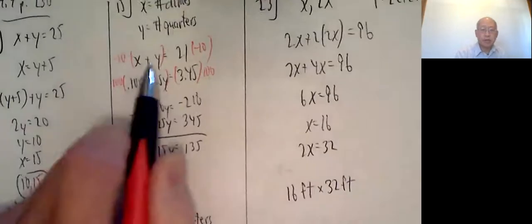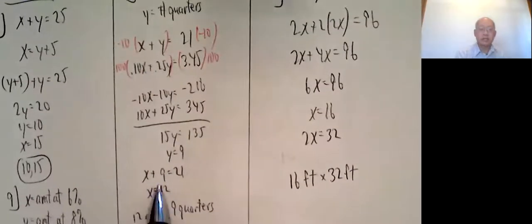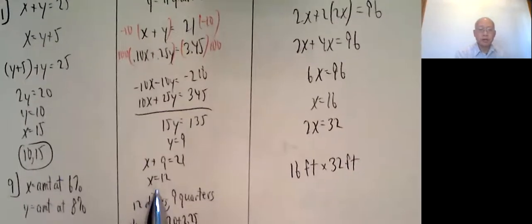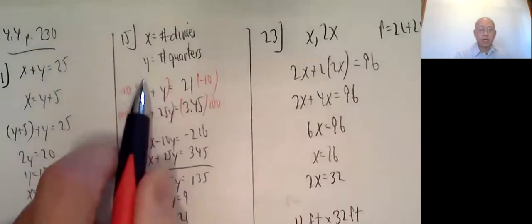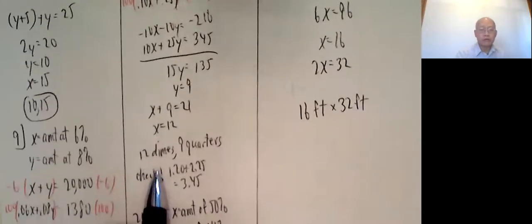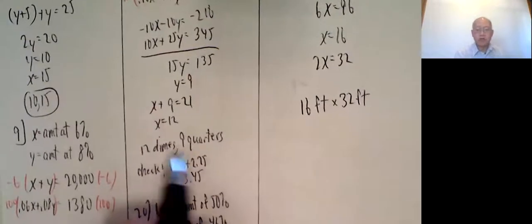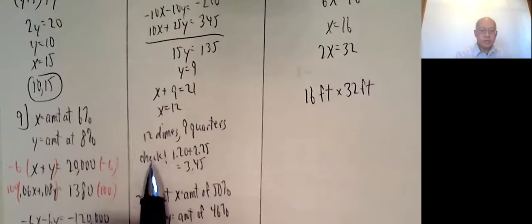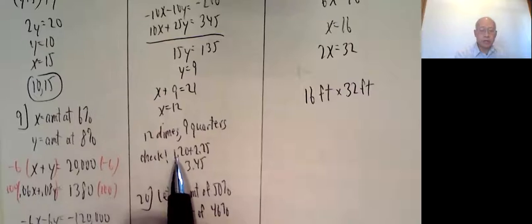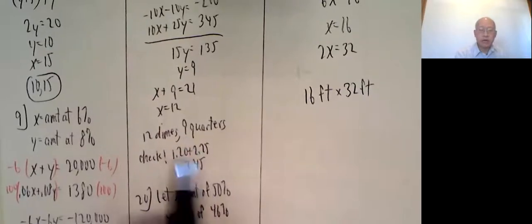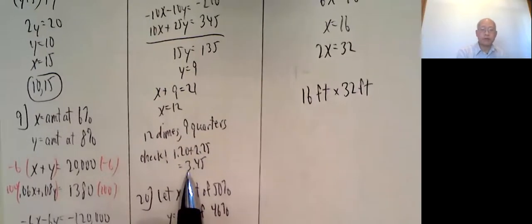Plug 9 back into here. X plus 9 equals 21, so x is equal to 12. X is the number of dimes, y is the number of quarters. So I have 12 dimes and 9 quarters. 12 plus 9 is 21. Check. 12 dimes is $1.20. 9 quarters is $2.25. Add them up, it is indeed $3.45.